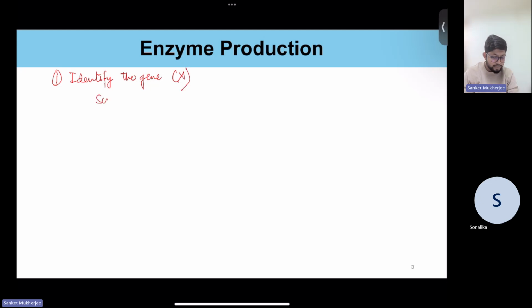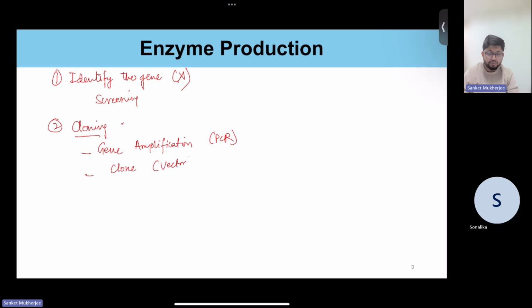For that, we need to perform screening. And how is screening performed? We will talk about it in detail. After the identification is done, we will clone this gene in a suitable vector. So for that, we require gene amplification. And the most preferred method of gene amplification is PCR. We'll talk about it as well. Then we will clone it into a vector. I hope you are familiar with these terminologies. And then we will screen the clones for finding the clone that has the enzyme that we want.